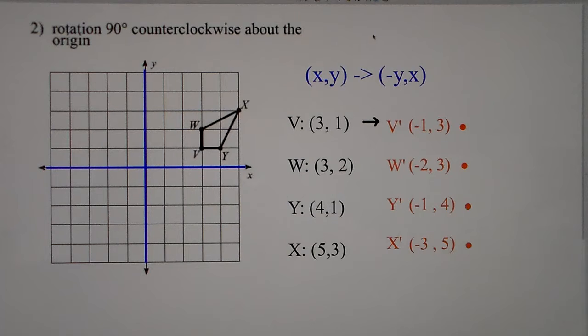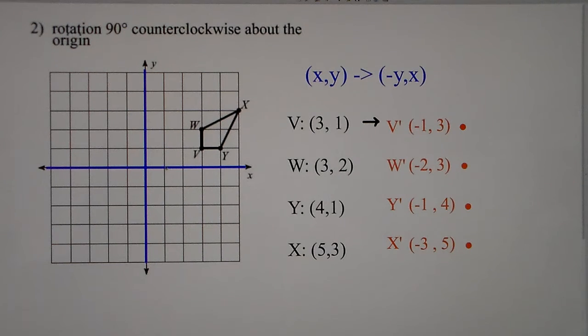Alright, next up we have problem number 2, and our figure here is WXYV. We're going to rotate this black figure 90 degrees counterclockwise. Now the formula to do that is XY changes to negative y comma x. So we're going to change the sign of y and put that in the first position, and then x moves to that second position. So let's look at V.